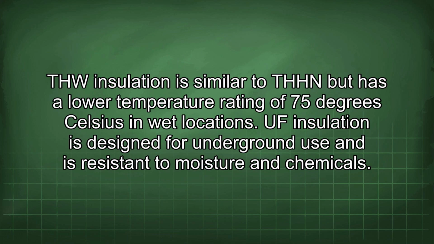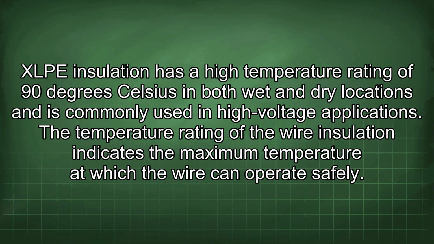THW insulation is similar to THHN but has a lower temperature rating of 75 degrees Celsius in wet locations. UF insulation is designed for underground use and is resistant to moisture and chemicals. XLPE insulation has a high temperature rating of 90 degrees Celsius in both wet and dry locations and is commonly used in high voltage applications.